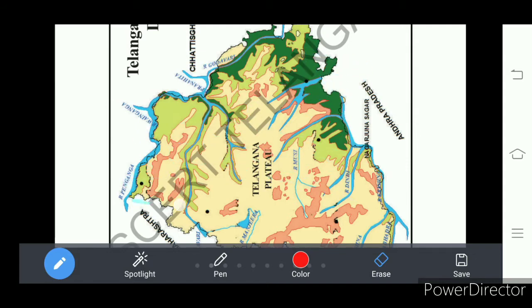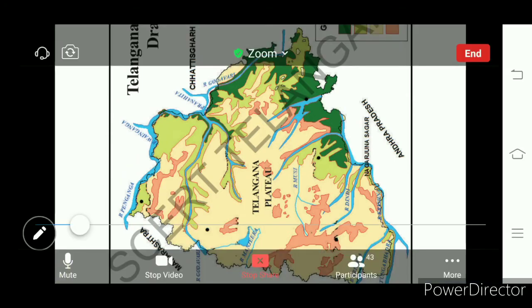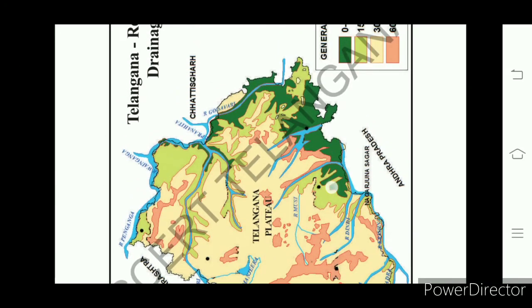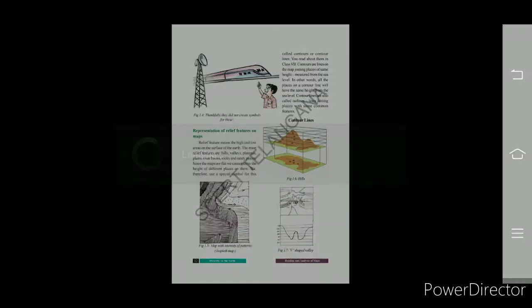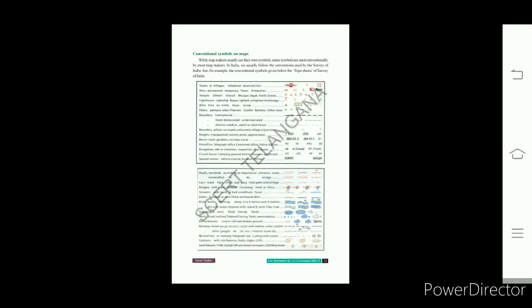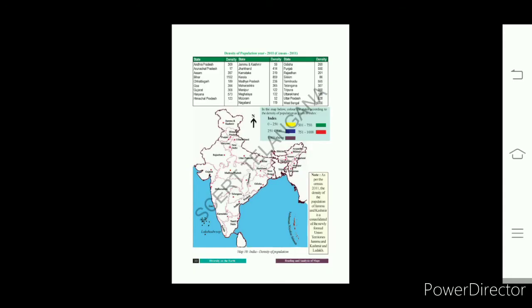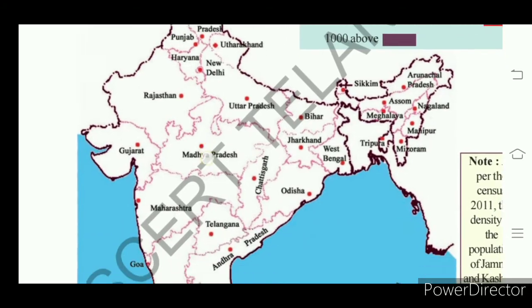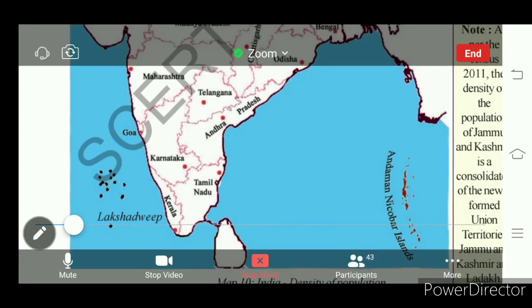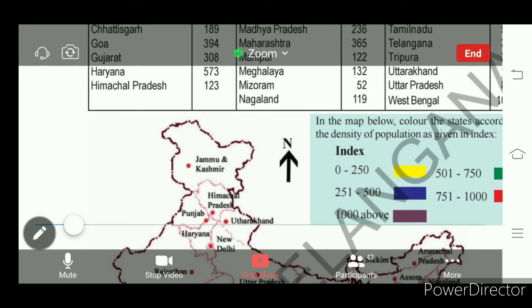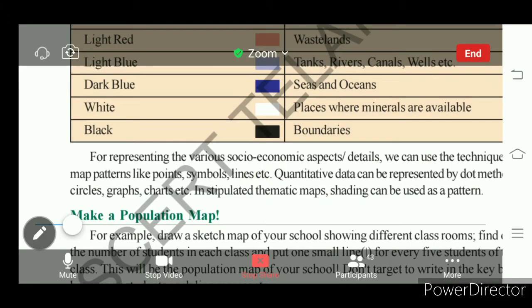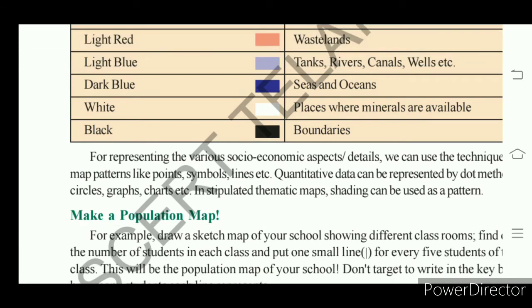So what do we call all the things which are used in a map for a specific thing? We call them conventional symbols. In the lower class you have studied. What do we call them? Conventional symbols. So while making a map, map makers use certain symbols, and those symbols we call conventional symbols. So using different symbols, maps are prepared.